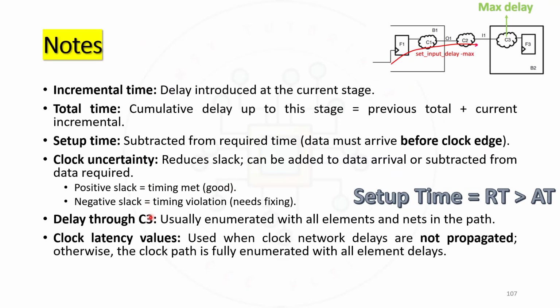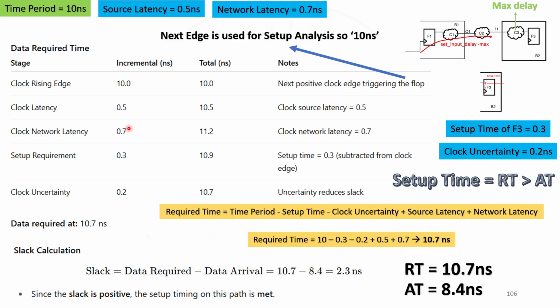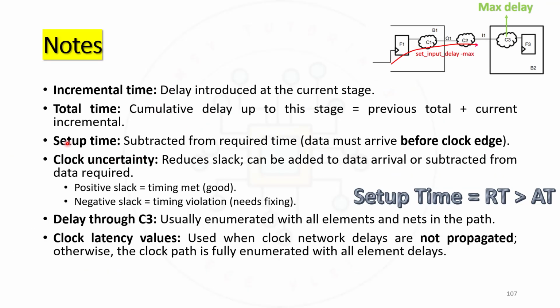Coming to the overall summary, incremental time is the delay introduced at the current stage. Total time is the cumulative delay up to this stage, like the previous total followed by the current incremental value, that is, the previous value followed by the additions or deletions we do to get this particular value. Next, setup time is subtracted from the required time. We already know about setup time: before the active edge of the clock, data should be maintained constant.